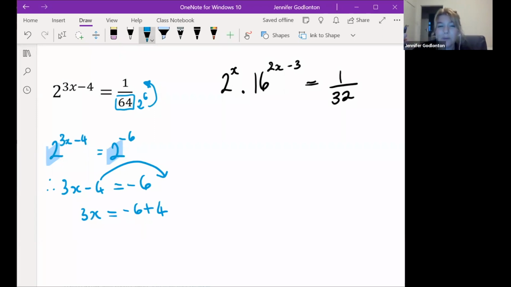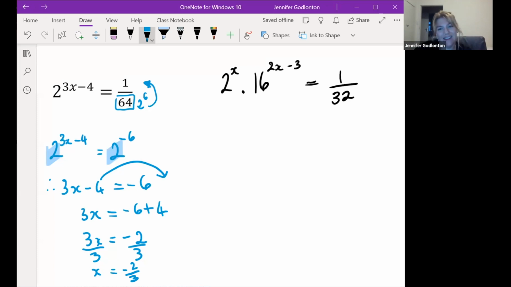I think what a lot of people did is they changed that to 2 to the power of 6, but they didn't think that it needed to be negative. So just be careful with that. That is a very normal trap. So we land up with 3x is equal to negative 2. Divide both sides by 3. And so x is equal to negative 2 over 3.